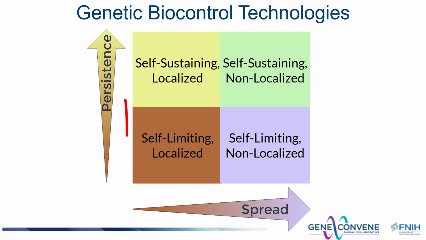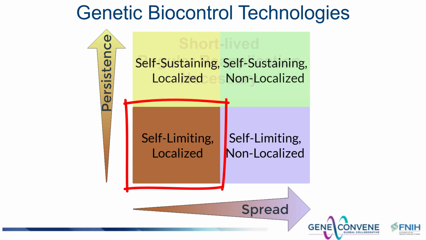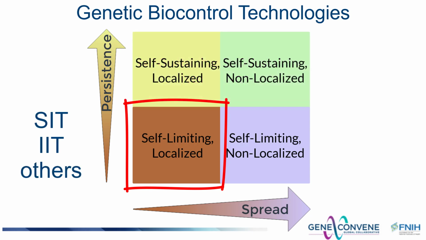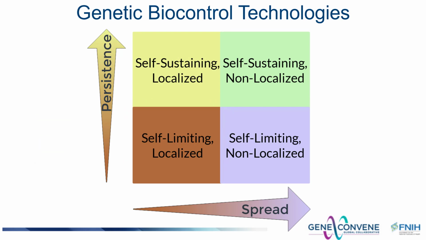Some genetic biocontrol technologies have use characteristics that parallel insecticides in that they remain in the environment for short times and need to be reapplied regularly to sustain their control effects. Technologies such as the sterile insect technique and the incompatible insect technique are two examples.